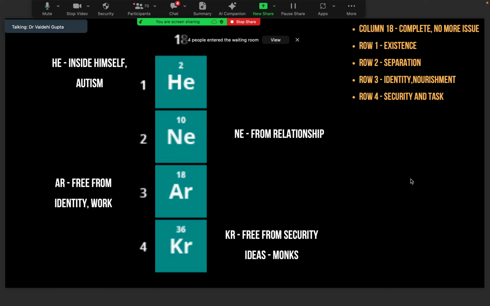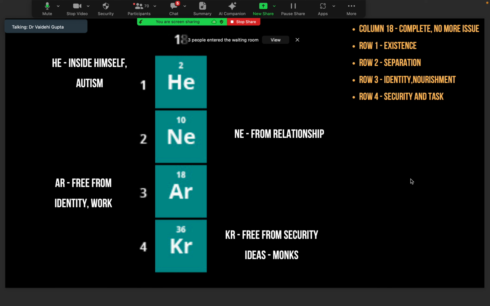Neon, from relationship. Relationship is no more an issue for them, like the thought of separation or something. There is no more issue. Argon, they are free from identity. What other people will think doesn't bother him. They don't bother about his work. In fact, such people are quite unemployed because they don't bother about their work.